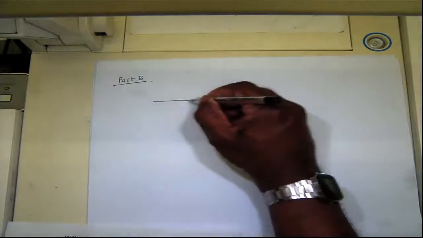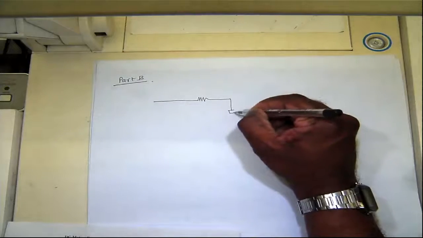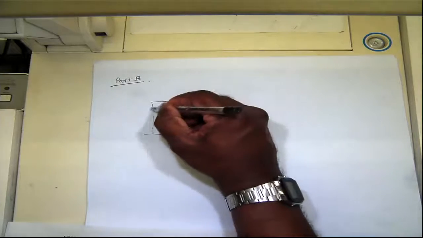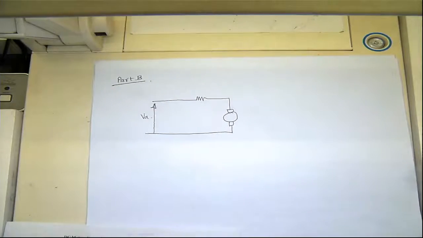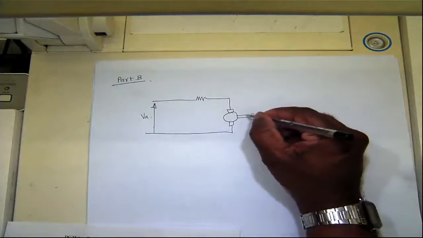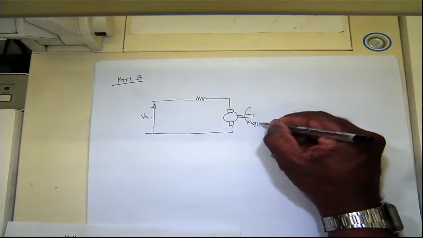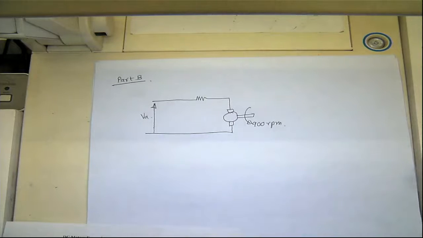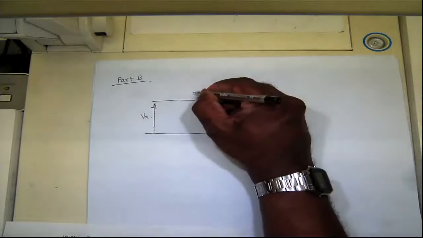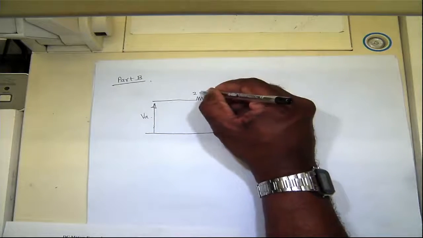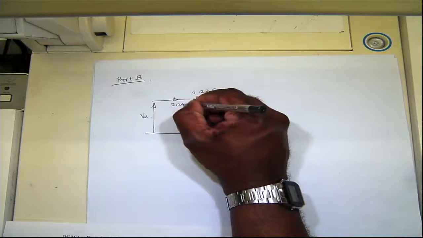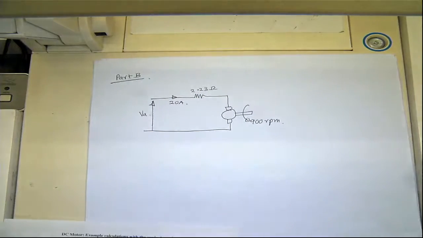So now the circuit will be, you'll have some voltage here, VA, and then this is rotating at a certain speed, it's 900 RPM, and the armature resistance doesn't change, so that's the value we calculated before, 2.23 ohm, and this is conducting a current of 20 amperes, so that's the operating point.